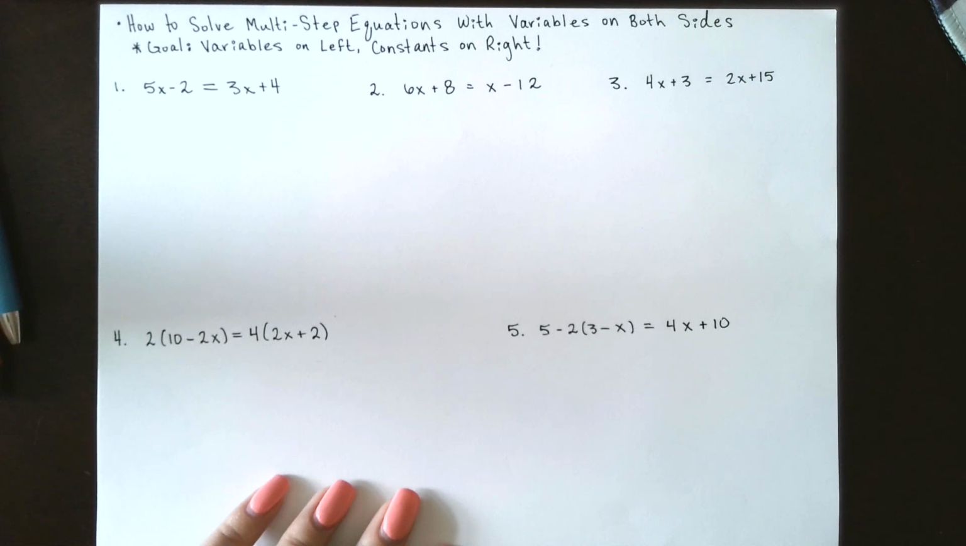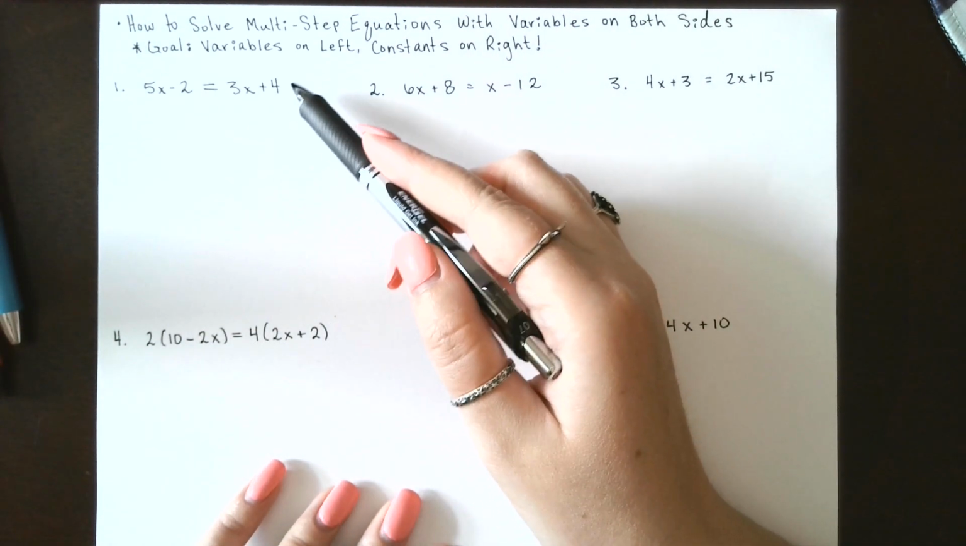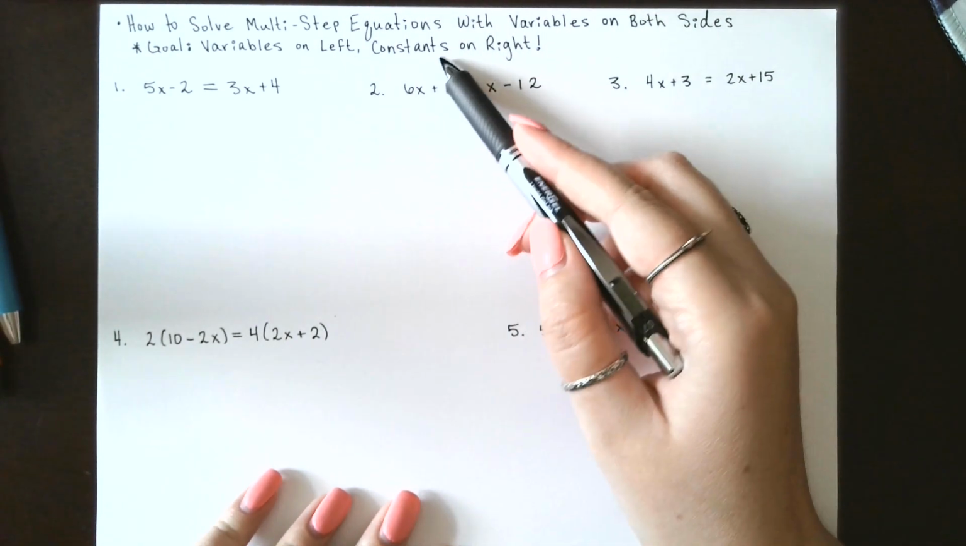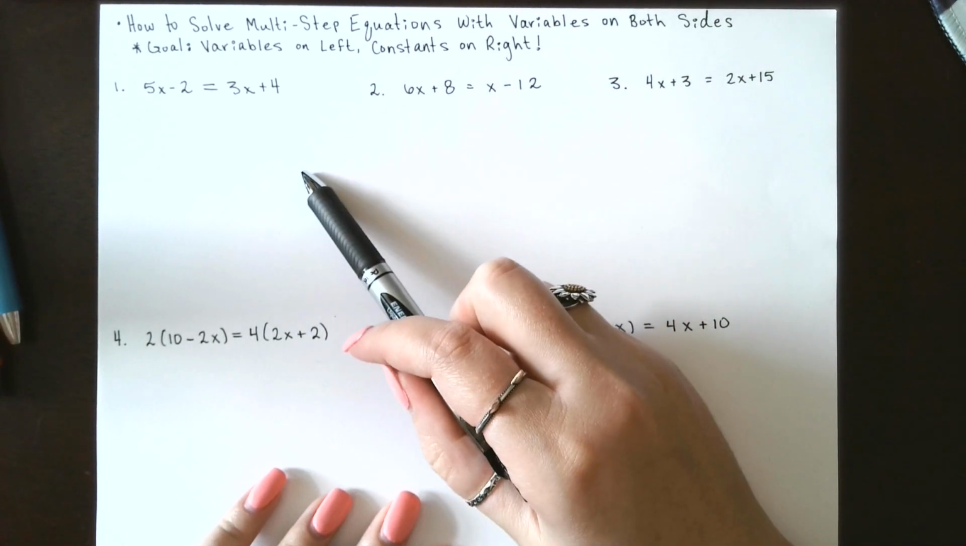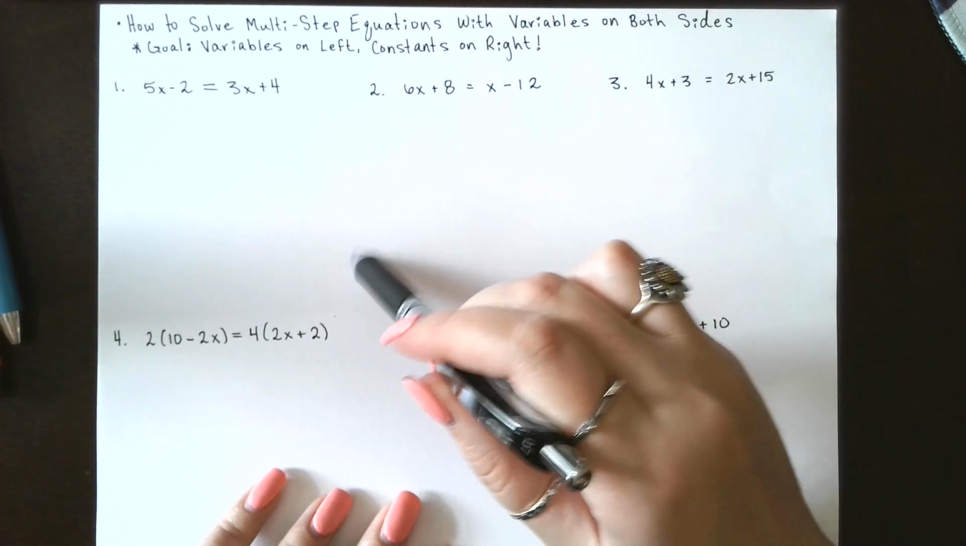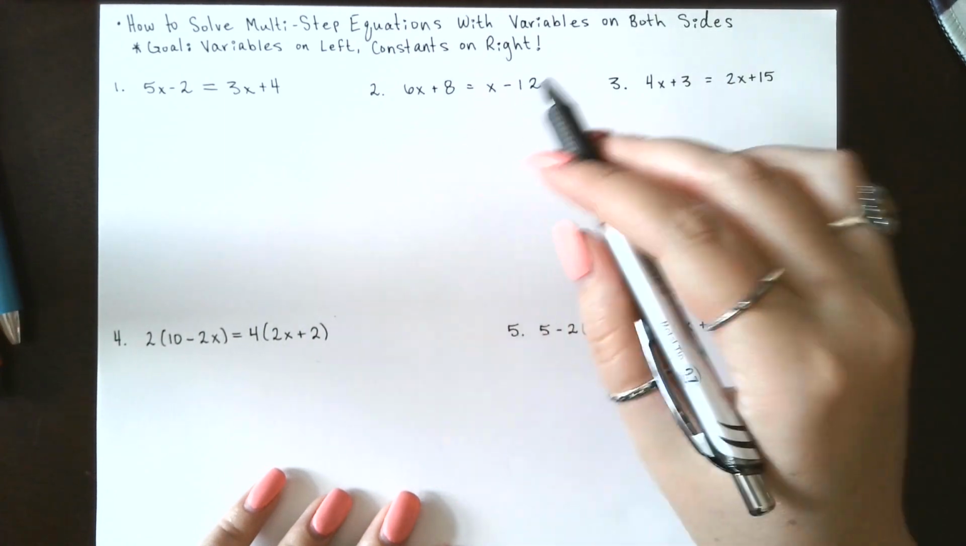Good morning. Today I'm just going to do a quick video on how to solve multiple step equations with variables on both sides of the equal sign. Now, it's important to remember our final goal is just to get variables on the left and our constants, or our normal numbers, on the right. Now, the direction doesn't matter. It's okay if our variables are on the right and constants on the left. We just want them separate.